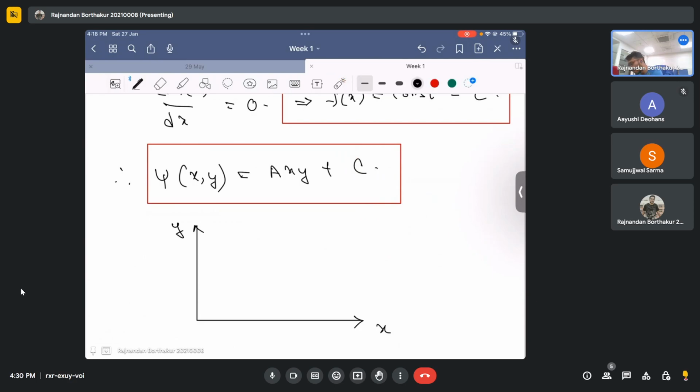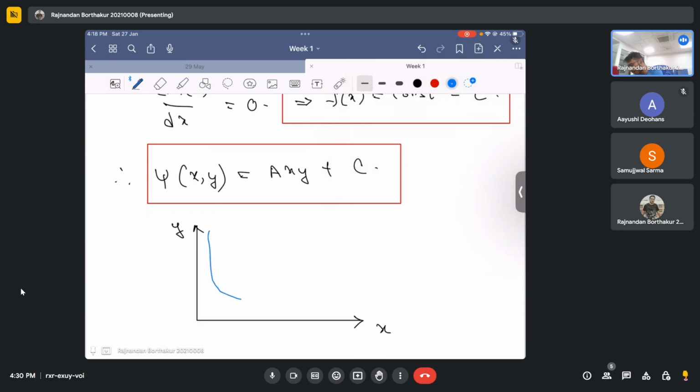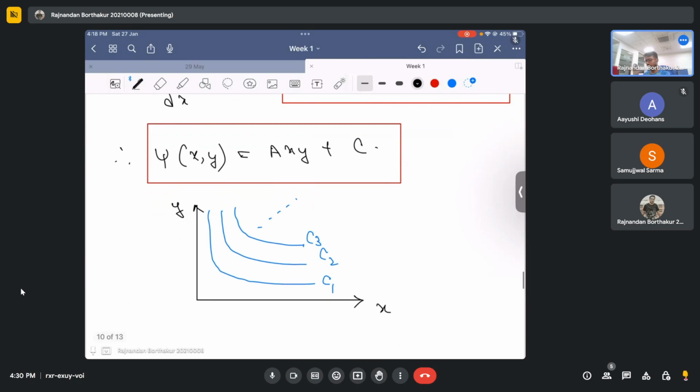Okay, so since this c is just an arbitrary constant, there will now be a family of streamlines, which will look something like this. This will be one streamline for some c1, this would be another streamline for c2, and this would be the third streamline for c3, and so on and so forth. So you can draw the streamline something like this. I hope this is clear how these streamlines look.